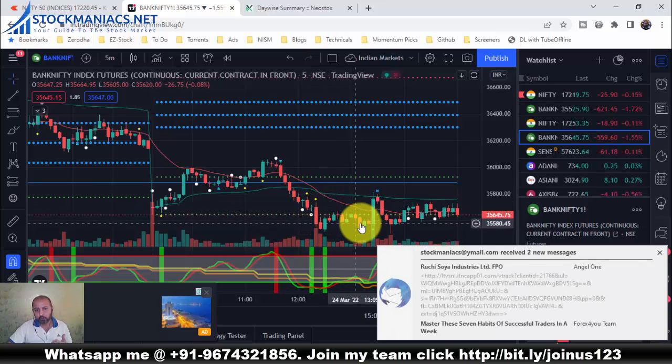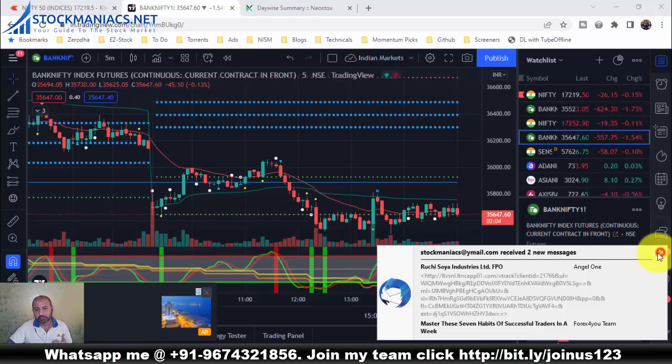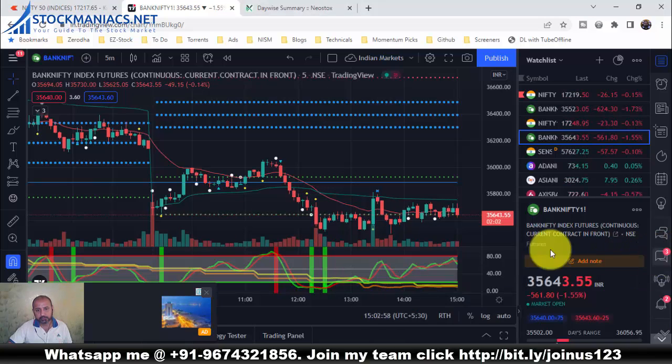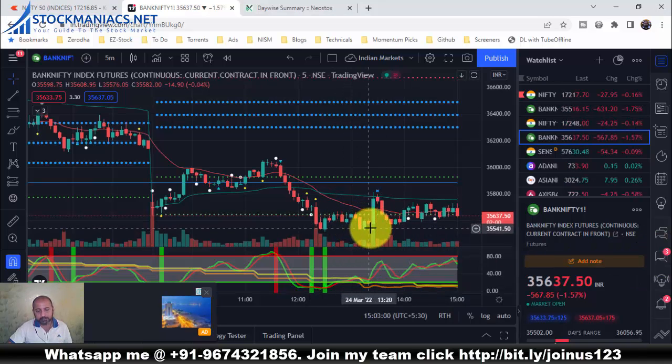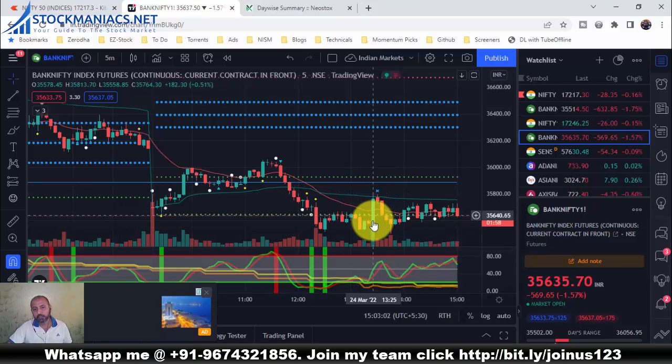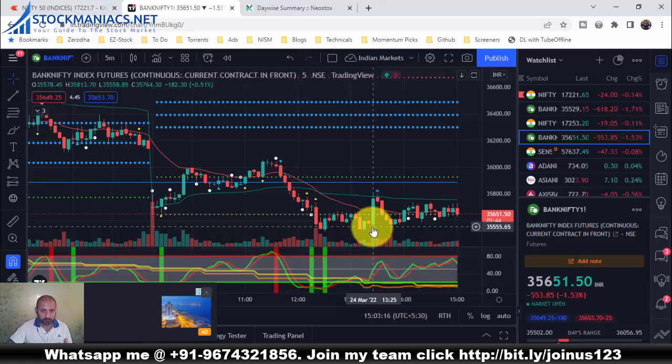Then there is a small consolidation, and then there is a sudden up move. This is a big volume, big body bar. So the rookie traders, the newbies, will think that the market will actually move up now.